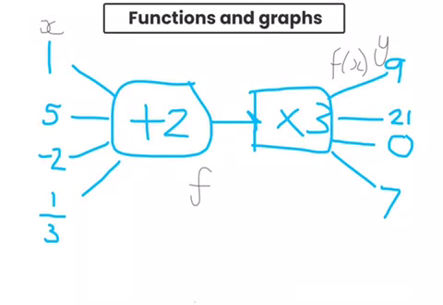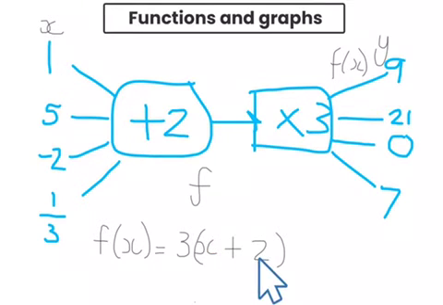You could say that this function takes my input, adds 2, and multiplies the result by 3. So when my input was 1, I added 2 and I timesed by 3 and I got 9. When my input was 5, I added 2 to 5, got 7, times that by 3, got 21. So this is how you could represent a function.